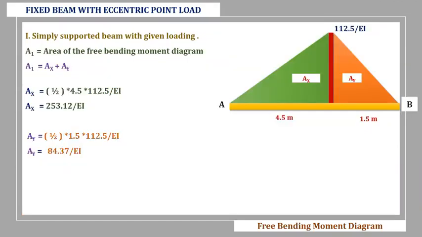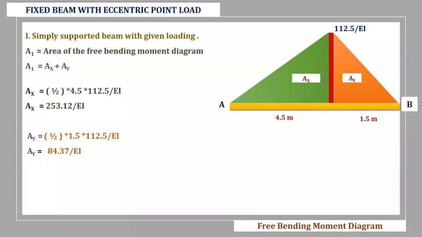A1 represents the area of the free bending moment diagram. So it is an unsymmetrical triangle. A1 consists of AX plus AY. AX equals half into 4.5 into its ordinate 112.5 by EI, that represents the green color. Coming to AY, that is the orange color, half into 1.5 into 112.5. First we calculate A1, that is AX plus AY, the free bending moment diagram area.